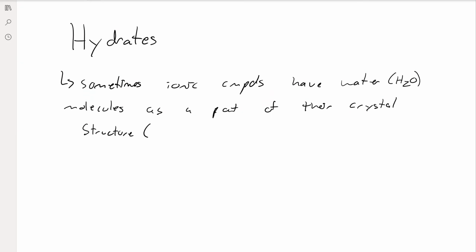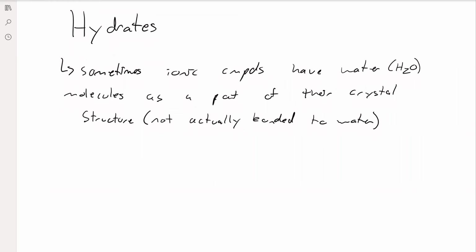So the water is not actually bonded to the ionic compounds. However, since the ionic compounds have full-on positive and negative charges, and water has a dipole, there is an attraction there that causes the water to interact with our ionic compounds. And the reason that we have water everywhere is because there's water in our air.